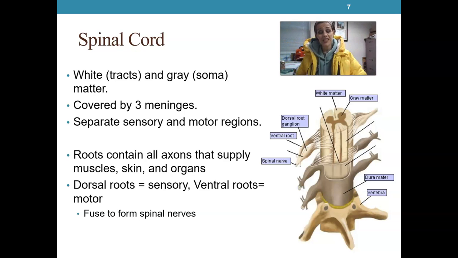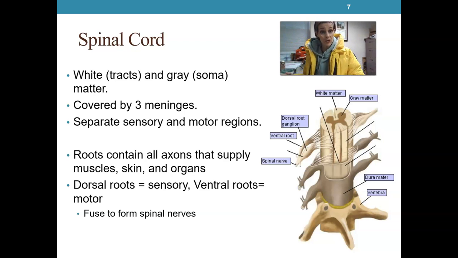So the roots contain all of the axons that supply the muscles, the skin, and the organs. As I've mentioned, the dorsal roots will be sensory, the ventral roots will be motor. But I will mention that once these roots exit the spinal cord, they are going to fuse together to form spinal nerves, part of the peripheral nervous system.